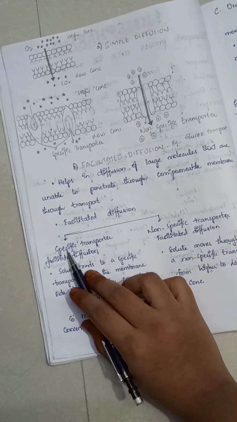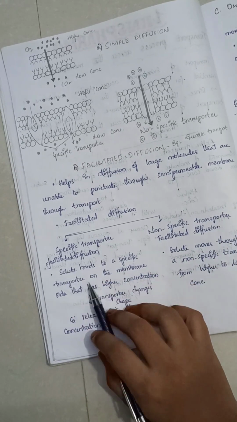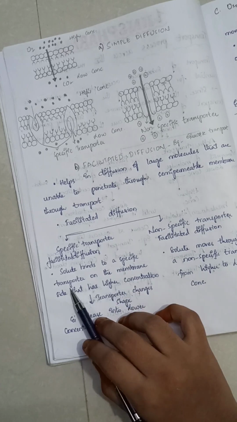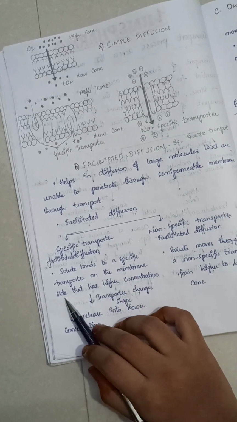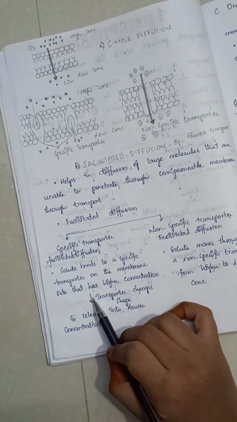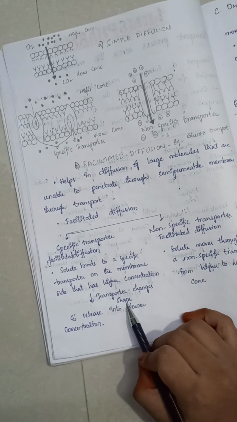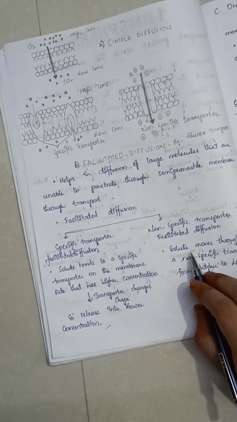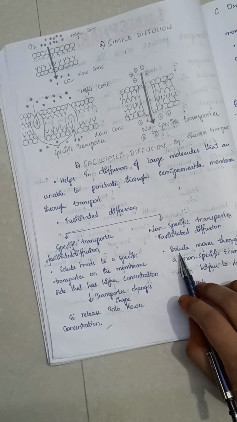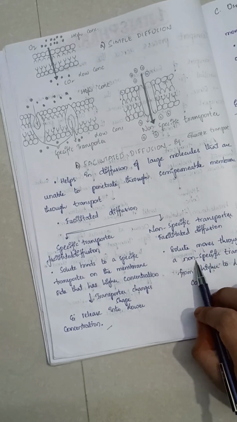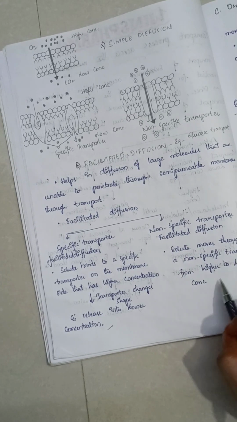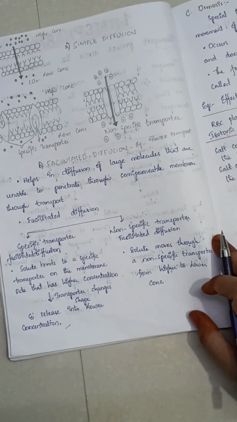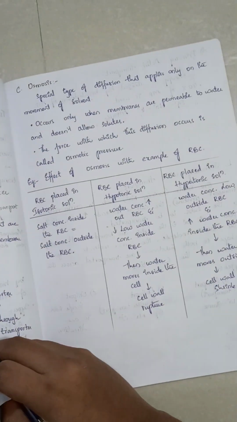Listen. Now, specific transporter facilitated diffusion. The solute binds to the specific transporter on the membrane side that has higher concentration, and the transporter changes its shape and releases it into the lower concentration. Then in non-specific transporter, the solute moves through a non-specific transporter from higher concentration to lower concentration. That's it. Now coming to osmosis.